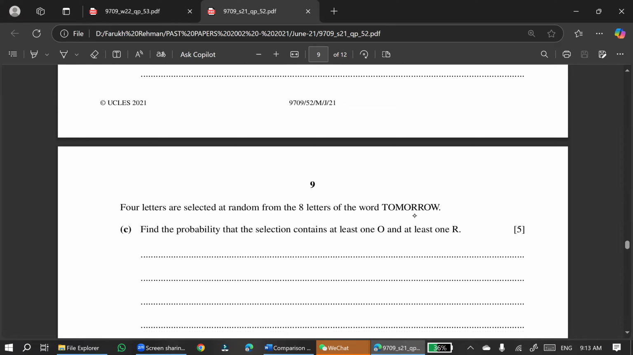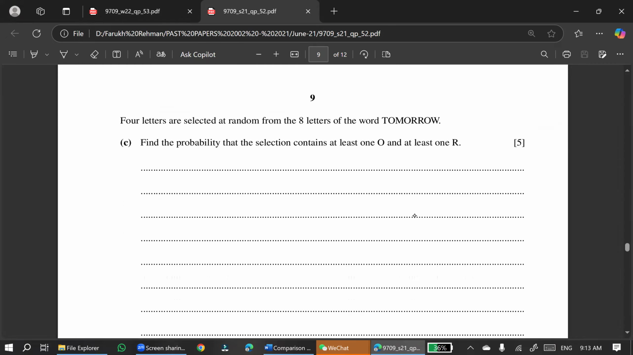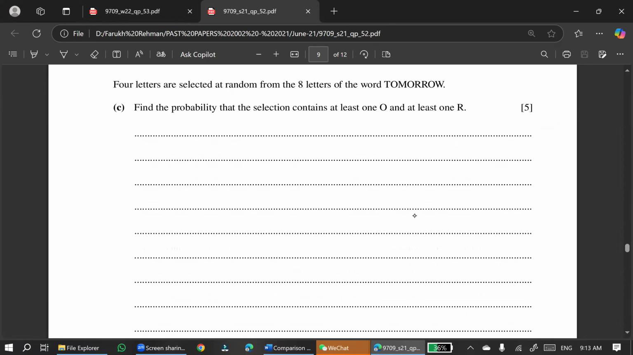Students, this question is from June 2021, 5-2. Four letters are selected at random from the 8 letters of the word tomorrow. First of all, we will write down the repetitions. There are 3 O's and 2 R's.